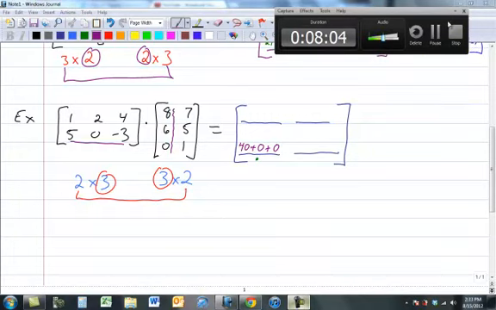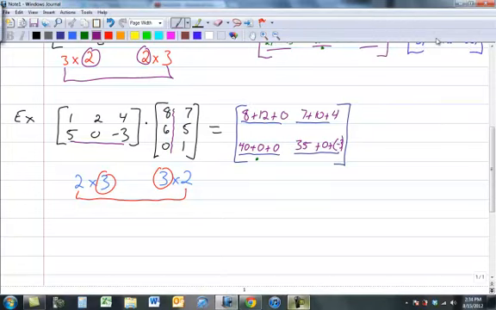I'll give you a moment to press pause and give those other 3 a shot. All right, so hopefully you came up with these entries. So our final answer is going to be 20, 21, 40, and 32. Hopefully you're starting to get the hang of this. I hope so.